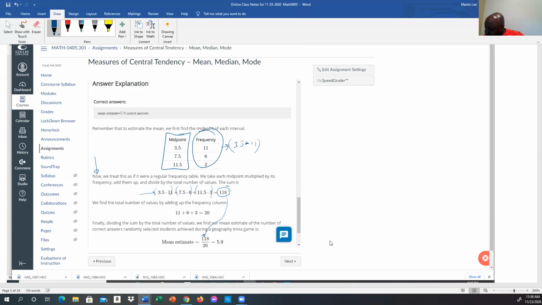And then for your denominator, we find the total number of values by adding up the frequency column. So when we add up 11 plus 6 plus 3, that gives us 20, which becomes our denominator. And then when you divide 118 by 20, you get 5.9, which is the mean. So this was just another way to calculate the mean.